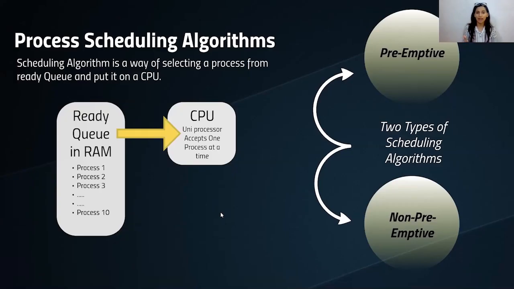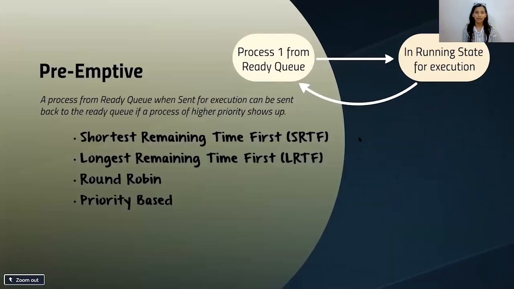You enter a bank and stand in a long queue. Assume that queue is a ready queue, you are a process, and the clerk is the CPU. You wait for your chance to meet the clerk, that is, the process meets the CPU. This whole scenario, when a process is selected and sent to the CPU for execution, is called process scheduling. There are two types of process scheduling algorithms, preemptive and non-preemptive.